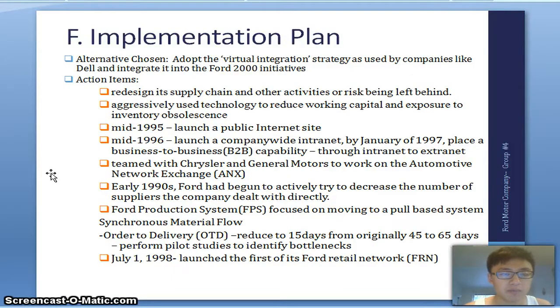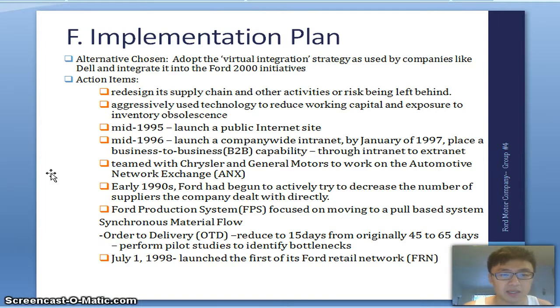Today I will talk about Part F, the implementation plan. The alternative is to adopt the virtual integration strategy as used by companies like Dell and integrate it into the Ford 2000 initiatives. Here are some actions: redesign its supply chain and other activities or risk being left behind. Aggressively use the technology to reduce working capital and exposure to inventory obsolescence.